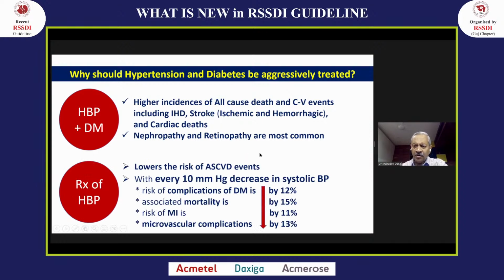The good part is that treatment of diabetes and hypertension together will definitely yield good results, and controlling hypertension is probably easier than controlling diabetes, as we know in practice.